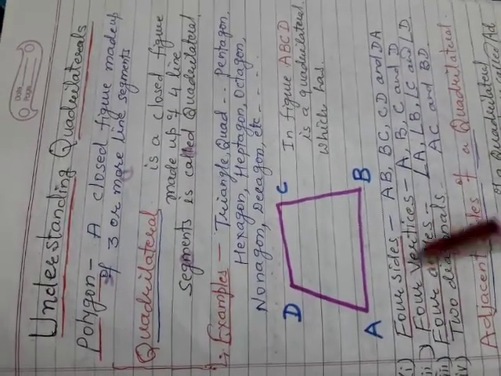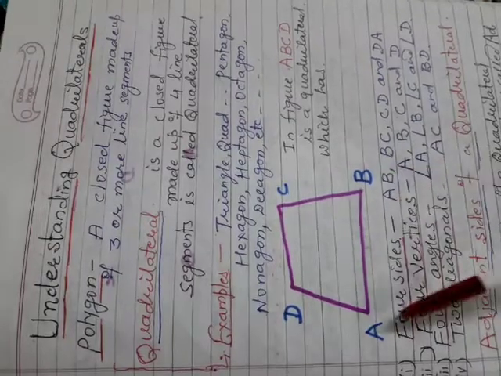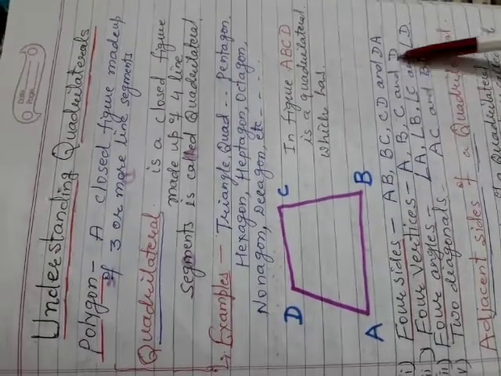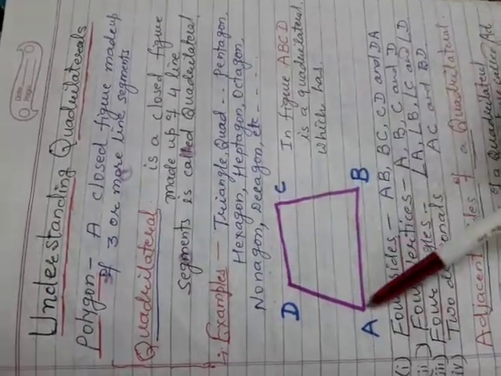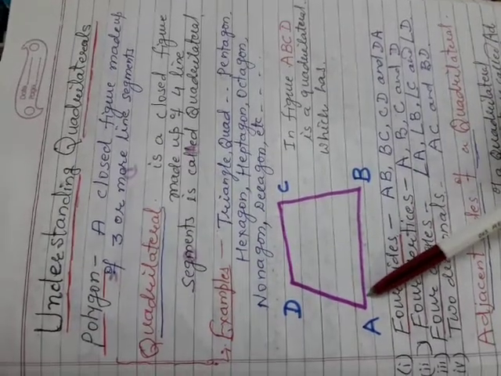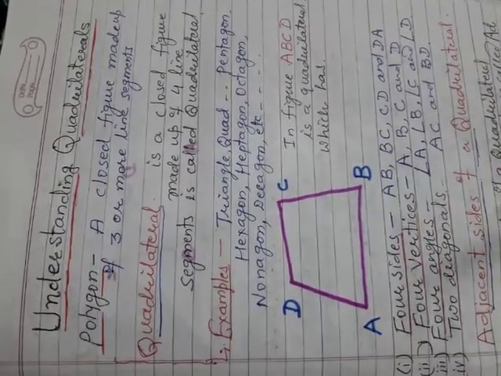Four vertices means the four corners. A, B, C and D. These are known as the vertices. Get it? Where the two line segments join together is the vertex.